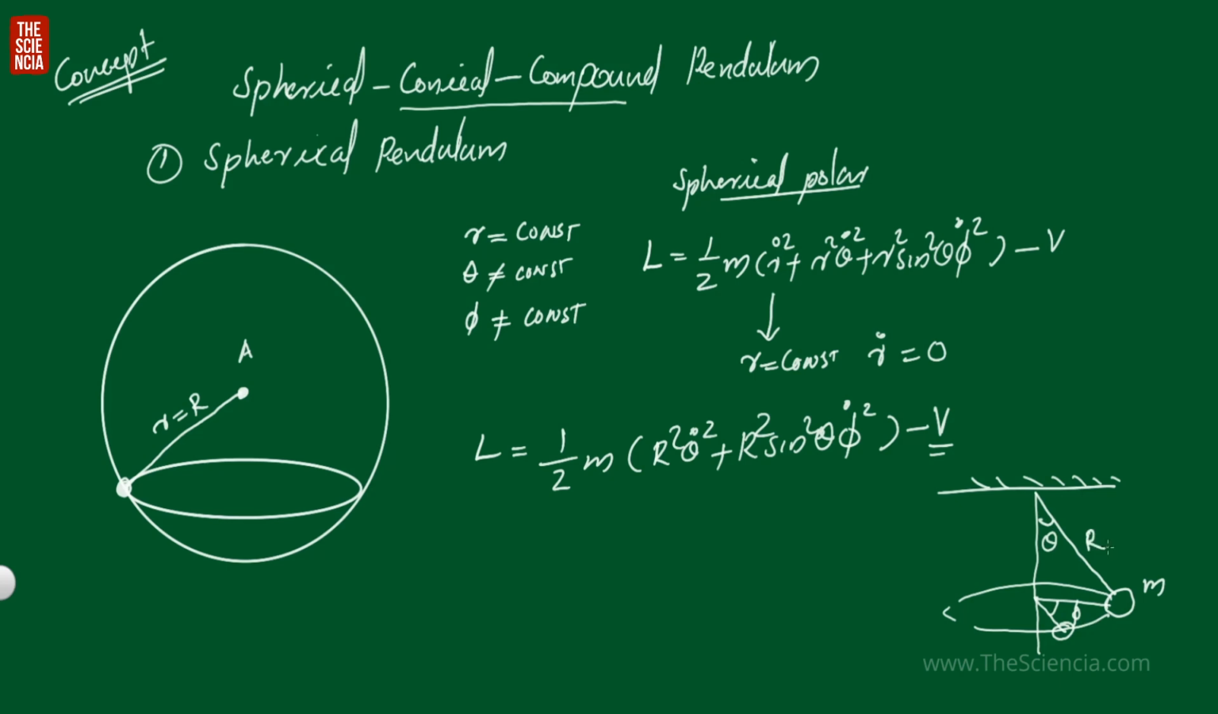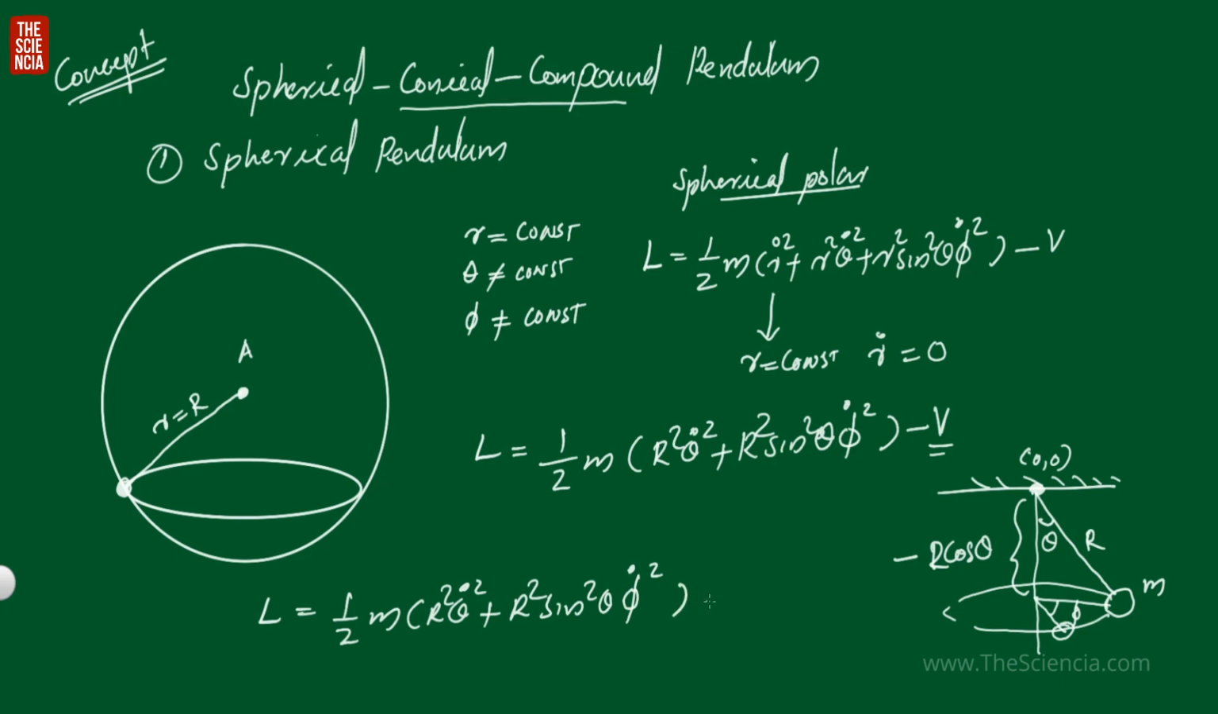And if the length of the string is r, then this will be equal to r cos theta. And if we are taking this as 0, 0 reference point, then it will be minus r cos theta. And you know, this bob is oscillating under gravitational force, so the potential is gravitational potential, so we get the final Lagrangian as 1 by 2 m r square theta dot square plus r square sine square theta phi dot square minus mg h. So it will be plus mg r cos theta. So this is the Lagrangian for a spherical pendulum.